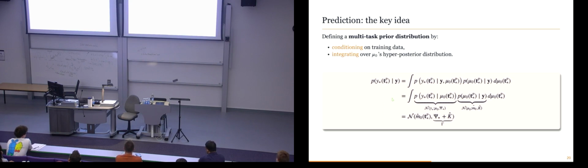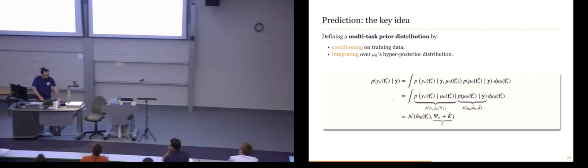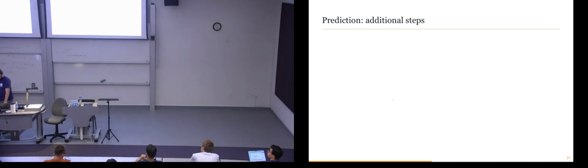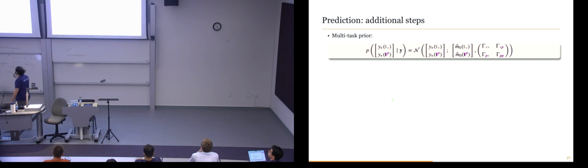And the covariance structure will be the sum of the individual covariance specific to the star task plus the covariance that you've learned for your mean process. Okay, just watching time. All good. And then once you have that, you can just go through the traditional way of doing Gaussian process prediction now.